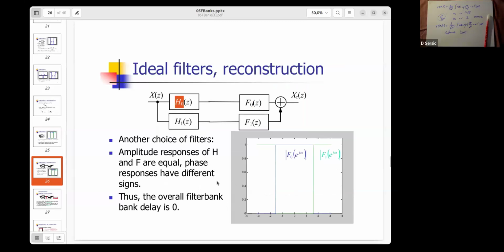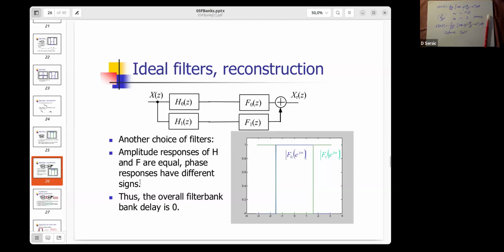Phases have different signs and amplitude responses are equal. And the same stands for the high pass part. What happens? Nothing special. If you apply the low pass part, and if you apply it again, but they are both ideals, nothing changes. The same stands for another branch of our filter bank, and you can collect them together to form the original signal.